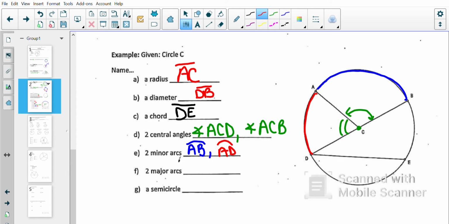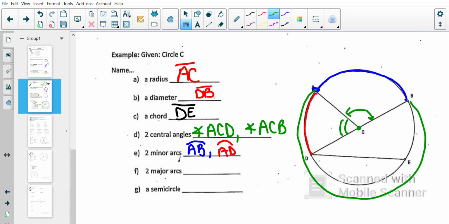Now we want to name 2 major arcs. So remember, the major arc is the long way around. So let's say I want to talk about the pathway from A to B, but take the long way around. So I'm going to start at A, go past D, and then go to B.